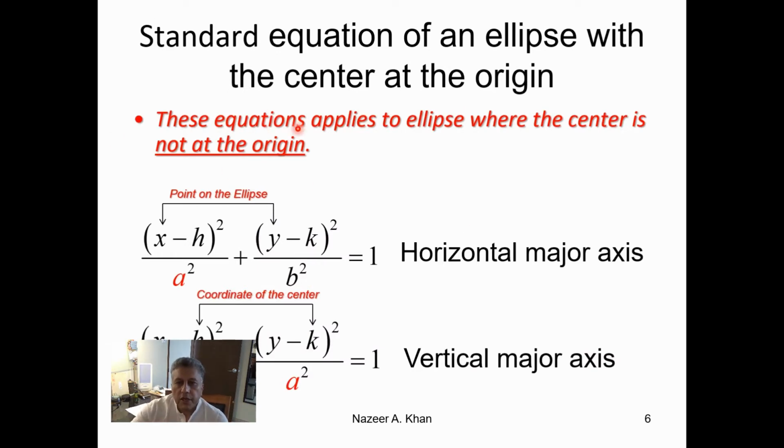When we look at the equation again, this is where the center is not at the origin. The center is not at the origin. And of course, h and k represent the coordinates for the center, right? The coordinates for the center. And x and y represent a point on the ellipse. And this is being explained here. Coordinates of the center. And this is the point on the ellipse. Right, so we have to keep those things in mind also.